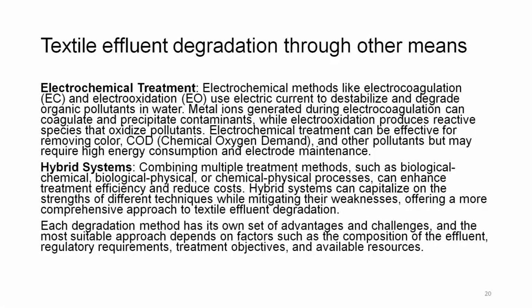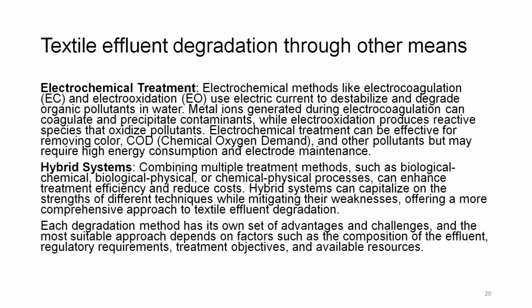Electrochemical treatment. Electrochemical methods like electrocoagulation or electrooxidation use electric current to destabilize and degrade organic pollutants in water. Metal ions generated during electrocoagulation can coagulate and precipitate contaminants, while electrooxidation produces reactive species that oxidize pollutants. Electrochemical treatment can be effective for removing color, COD and other pollutants, but may require high energy consumption and electrode maintenance. So, most of them are energy intensive processes, as you will have learnt by now.